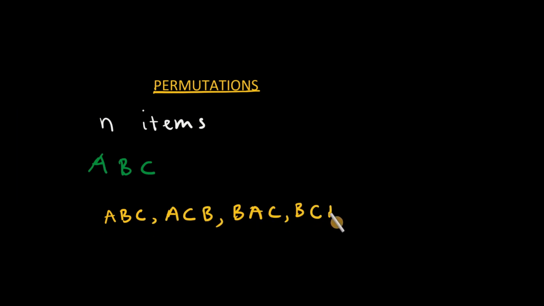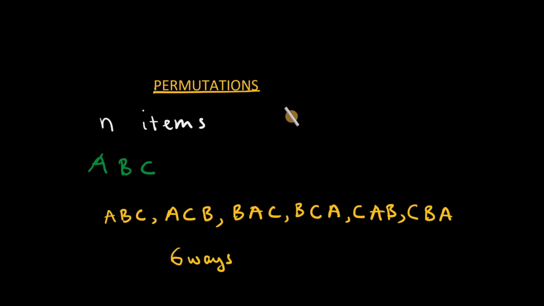Permutations is arranging n items in different ways. That is, let's say I have three letters A, B, C. These letters can be arranged as ABC, ACB, BAC, BCA, CAB, and CBA. So there are altogether 6 ways of arranging these three letters, taking 3 at a time.